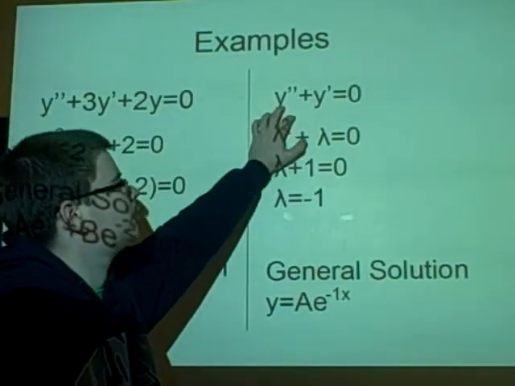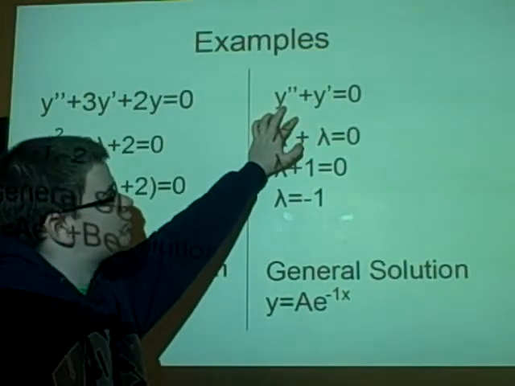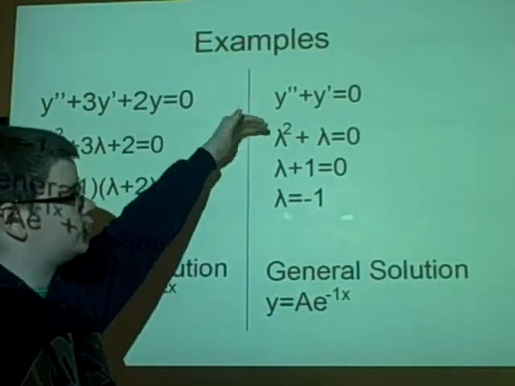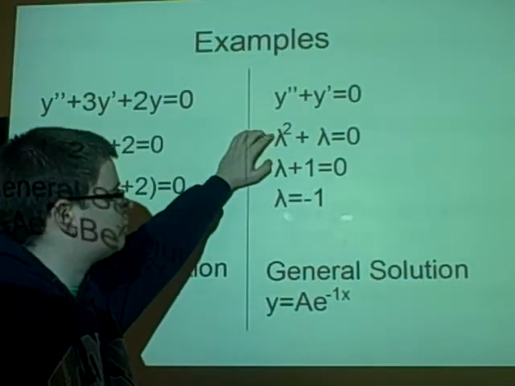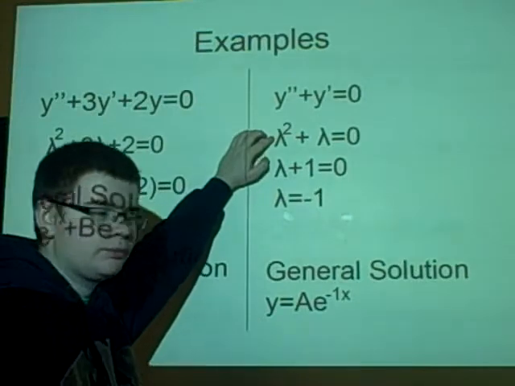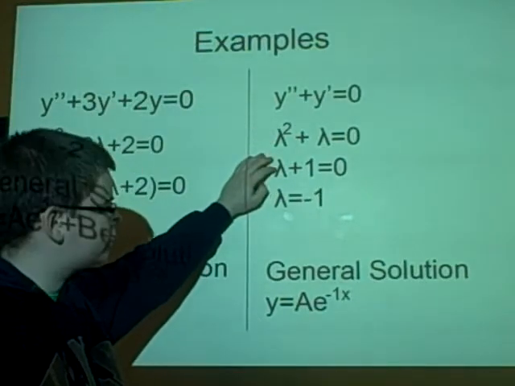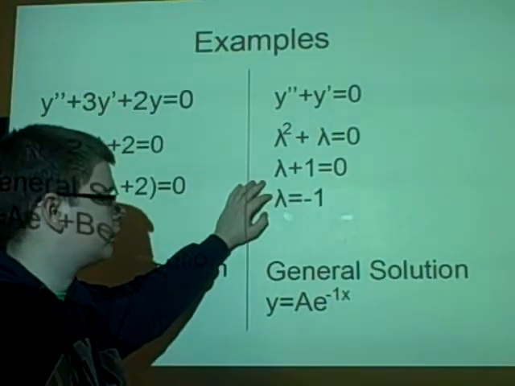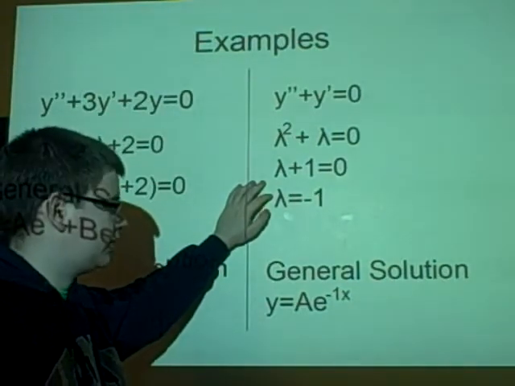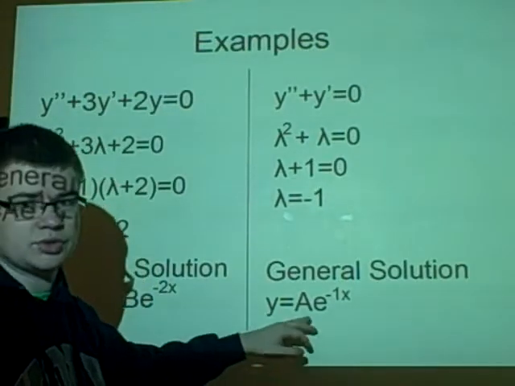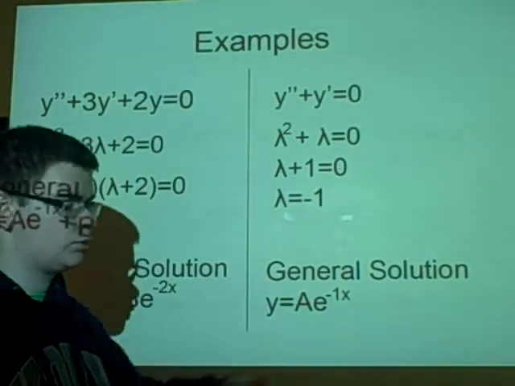Now we have another one here. We have y double prime plus y prime equals 0. So that goes into lambda squared plus lambda equals 0. You can divide through by lambda, so that goes lambda plus 1 equals 0. Then we can move 1 over, so we get lambda equals minus 1. Now we've only got one value, so that's perfectly fine. So we have y equals a e to the minus 1x.